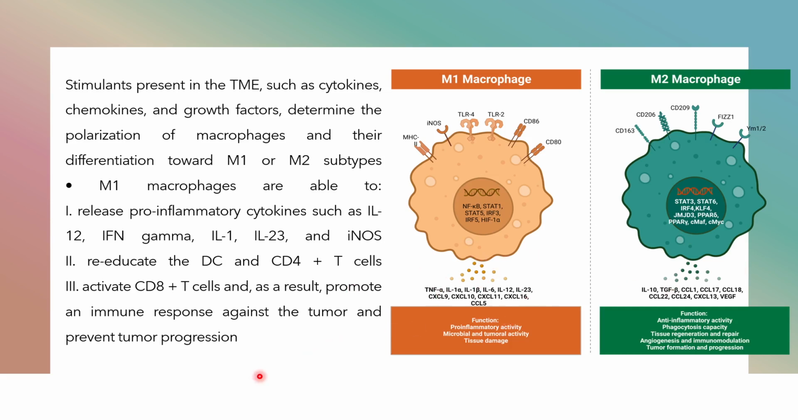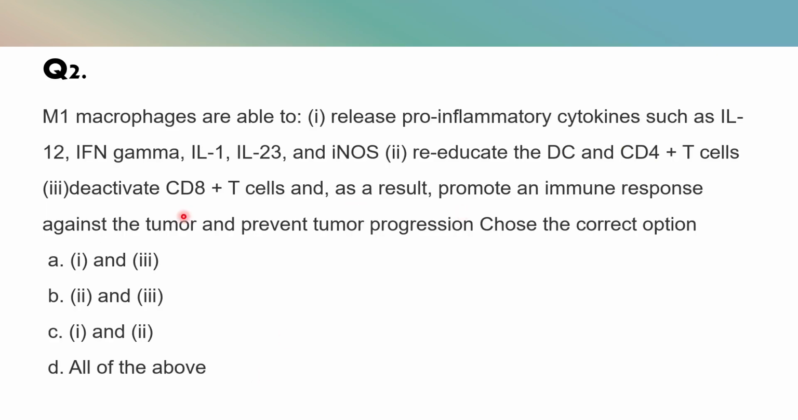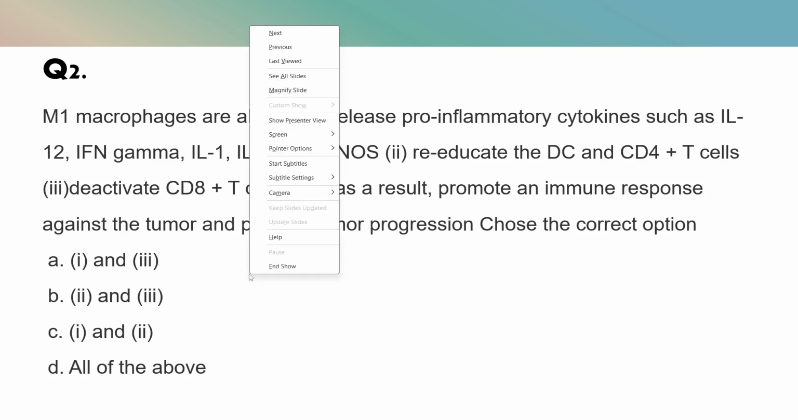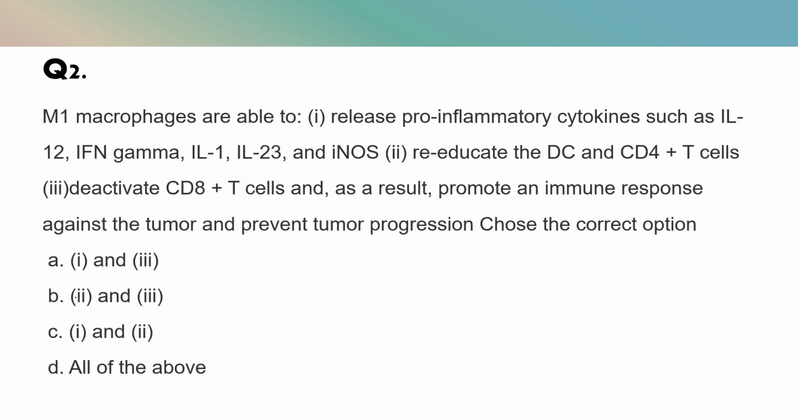Okay, so moving to our question, here you can see the third option, it says deactivate the CD8 T cells, but M1 macrophages activate the CD8 T cells and as a result they promote the immune response. So your answer will be 1 and 2. Which one is it? C. Okay, I guess you understood. Everyone understood these things.